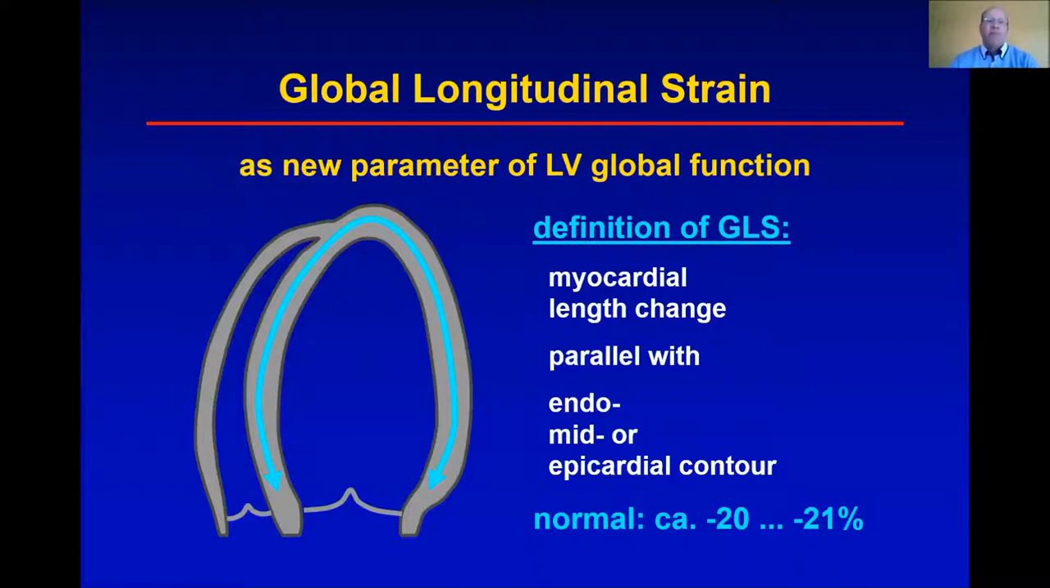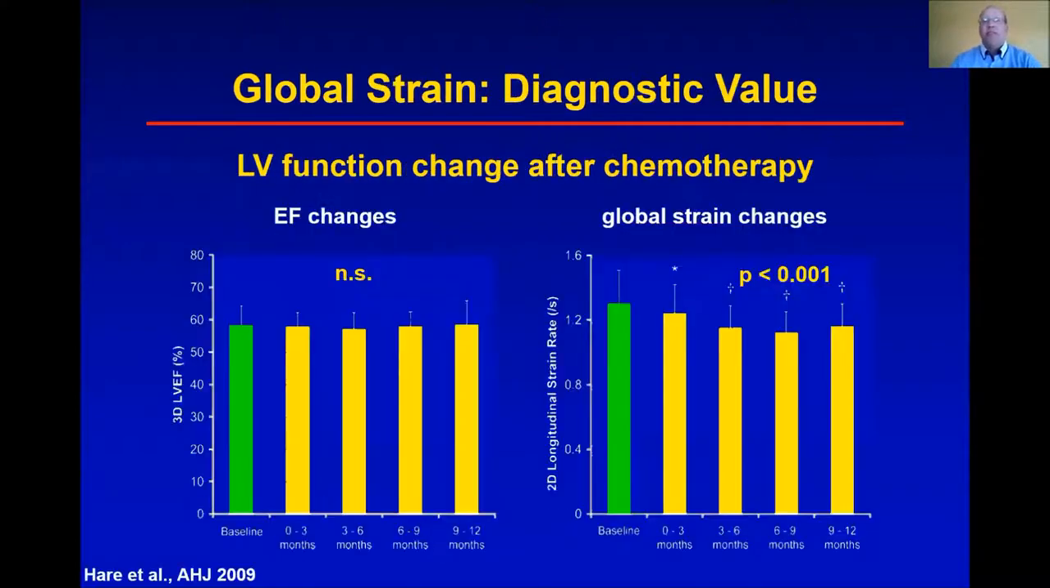It's a deformation of the muscle, and we measure it along the myocardium, usually along the midline of the myocardium, and what we expect is a shortening of the myocardium of 20–21%, something in that range. Global longitudinal strain has become popular, and we know that it is a very sensitive method.